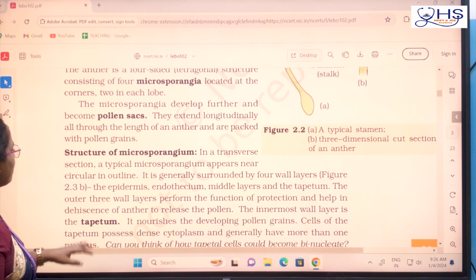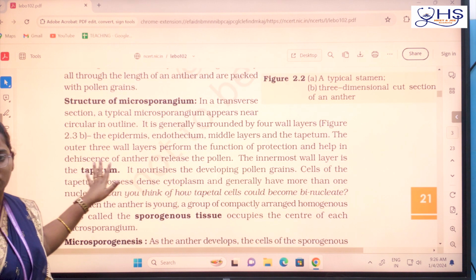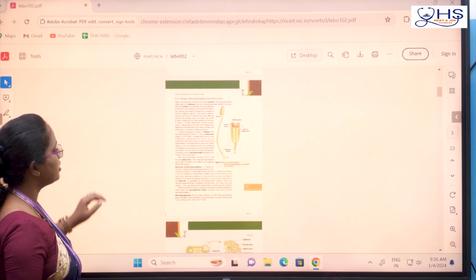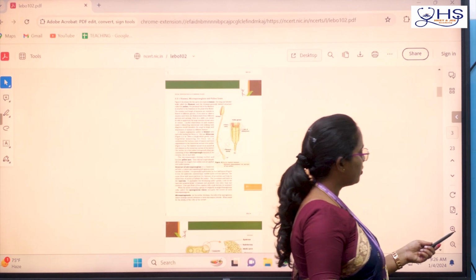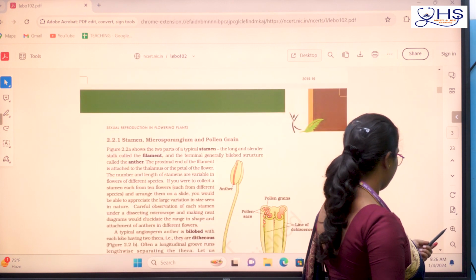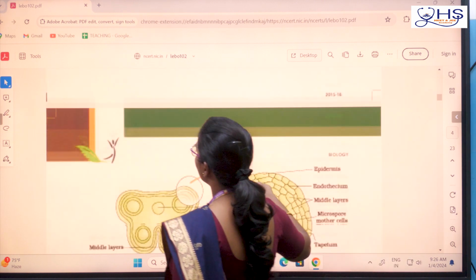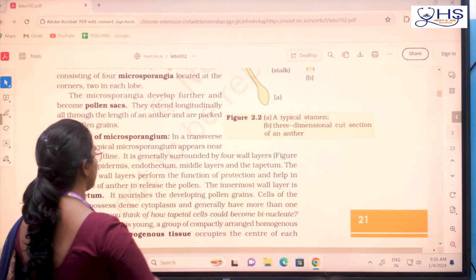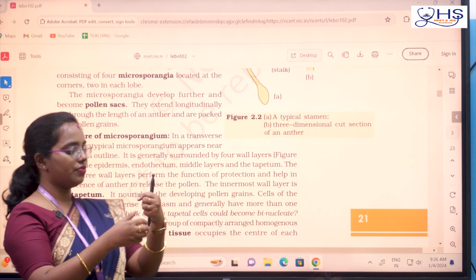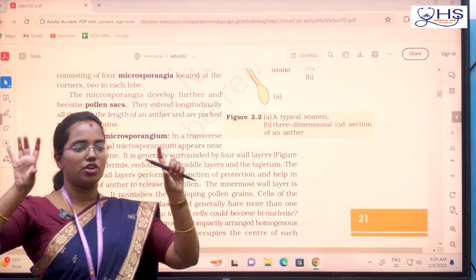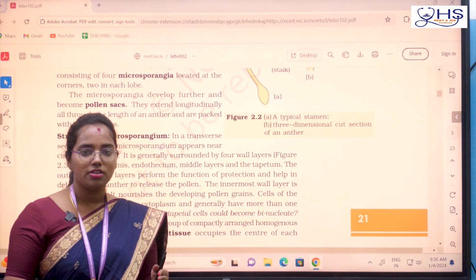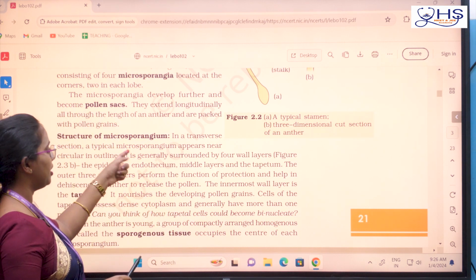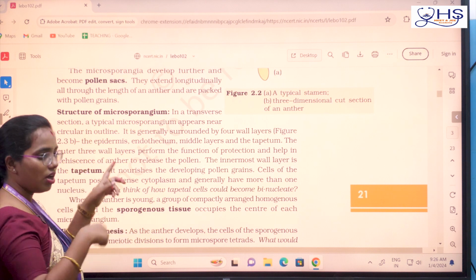That's it. Simple. Okay, structure of microsporangium. This is what we are going to learn in detail. Structure of microsporangium. Is microsporangium singular or plural? Singular. Microsporangia? Plural. Okay, structure of microsporangium. In a transverse section, transverse section means suppose this is the anther, we are going to dissect like this, the way we cut an apple, yes or no, and then we'll see like this. So in the same way we are going to cut the anther. In a transverse section, a typical microsporangium appears near circular in outline.